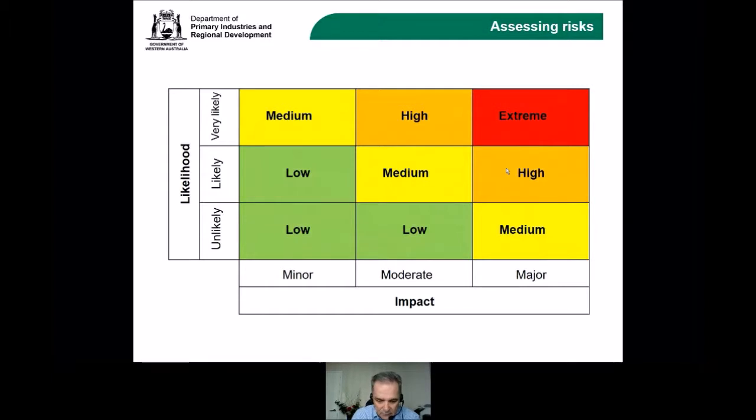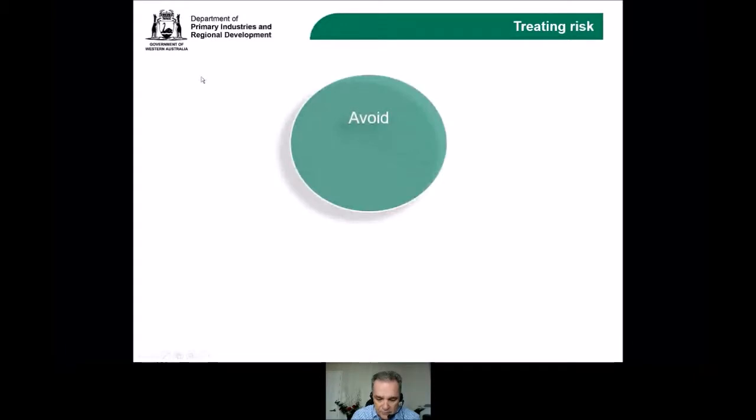So there's a way that we can actually assess risk. Once we've assessed the risk, we then treat the risk. And there's 4 broad ways that we can treat the risk according to this international standard. We can avoid it. We just don't do it.